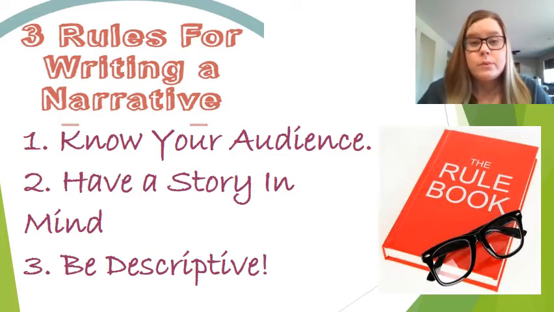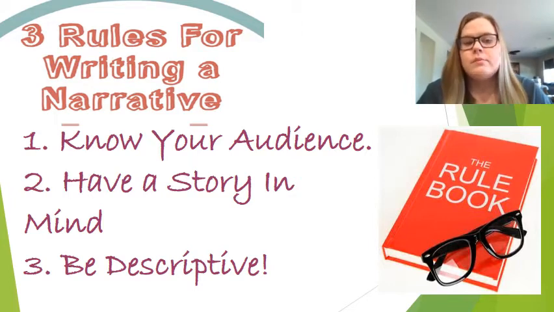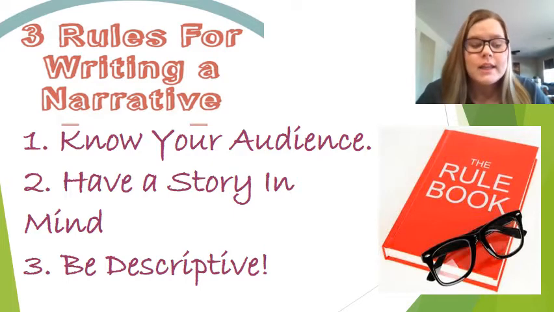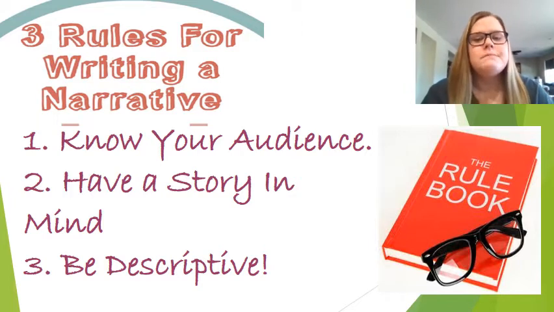There are three main rules for writing a narrative. We're going to get more detailed on these rules in just a second, but I want you to be extremely aware of these rules. Write them big, write them bold, highlight them, underline them, do something to make sure that you know these rules. The first rule is know your audience. The second rule is have a story in mind. And the third rule, and probably the most important, is be descriptive. I will show you a specific example of how to be descriptive at the very end of this presentation.